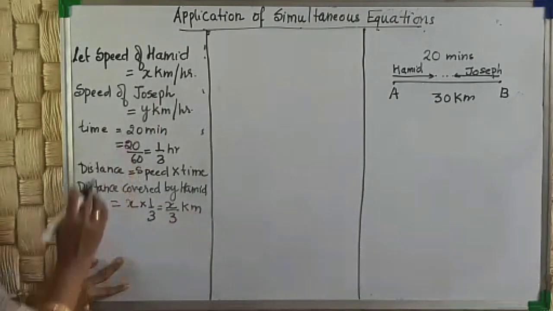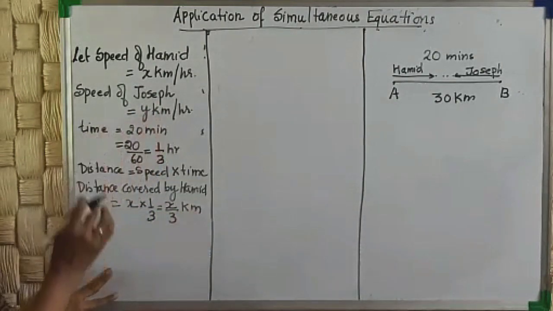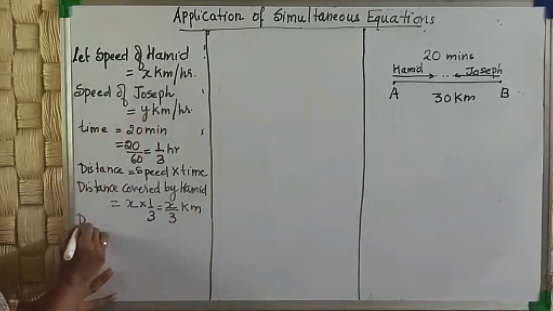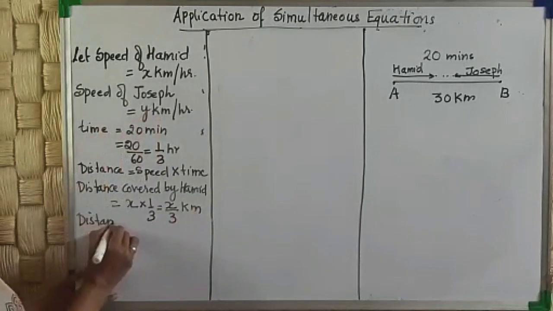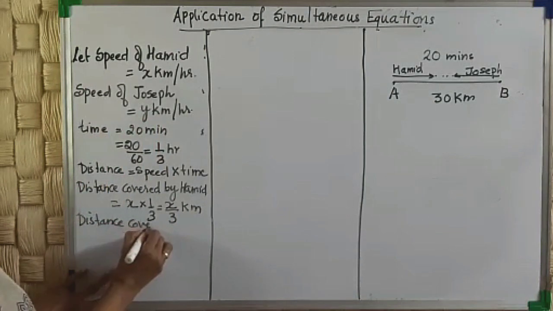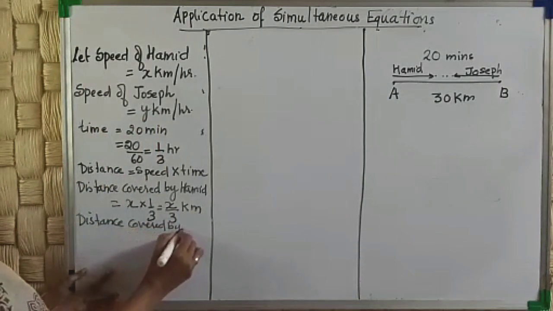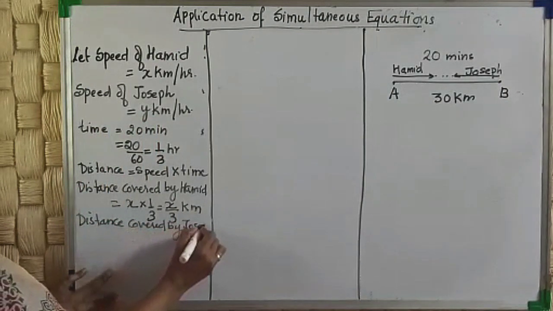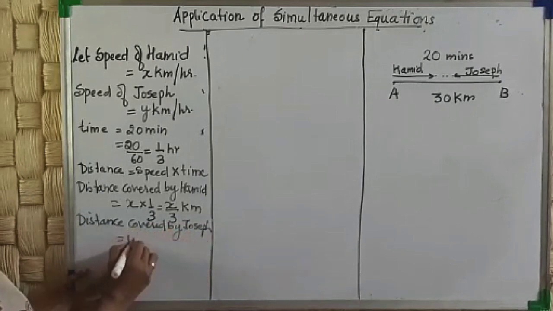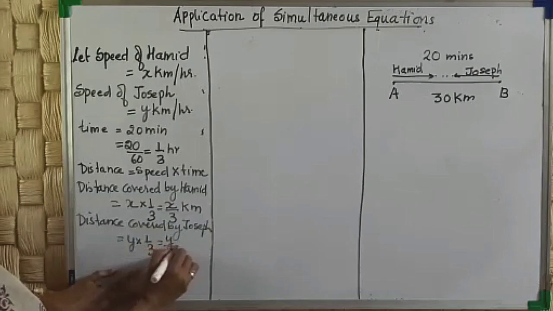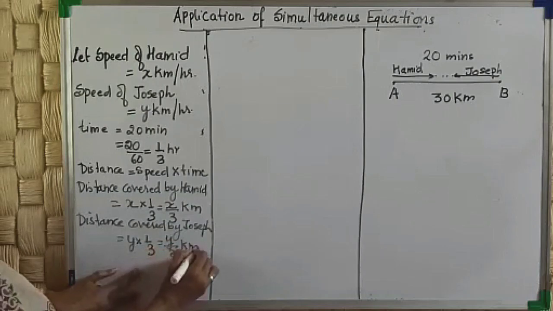Now similarly we have to find out what is the distance covered by Joseph. So here distance covered by Joseph will be y into again 1 upon 3, that is y upon 3 kilometers.